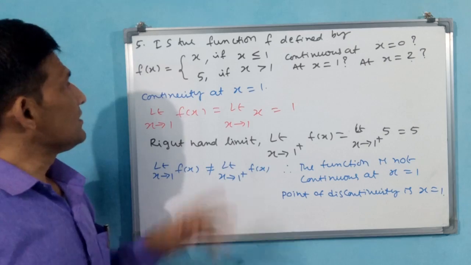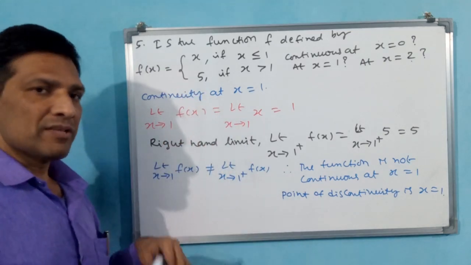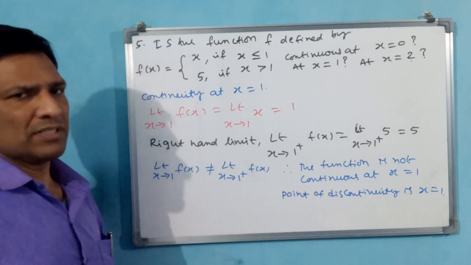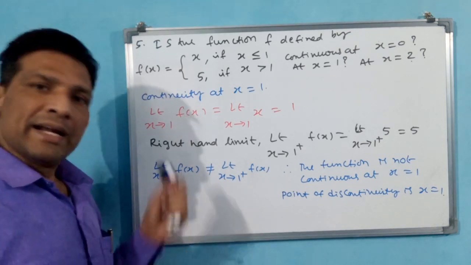Okay, now see, this is the first question, where discontinuity has come. That is why we have taken much time. Then as we go on, we will reduce this much time. Why? Because 34 questions are there. Let us go for the 6th question.